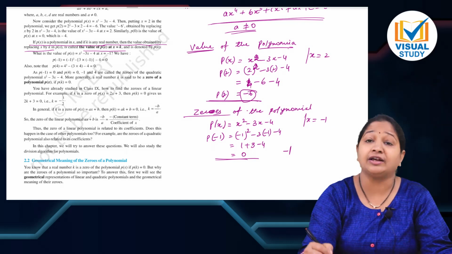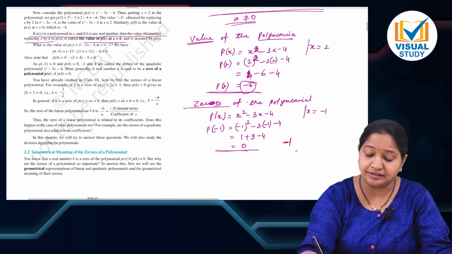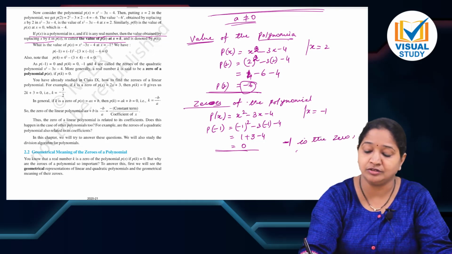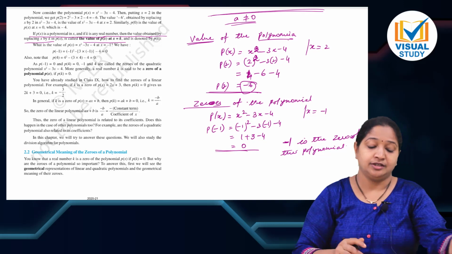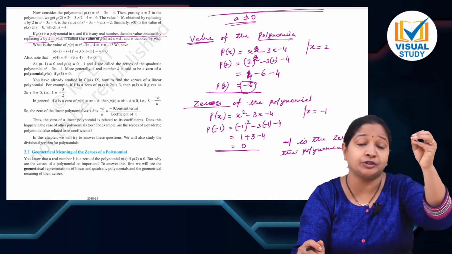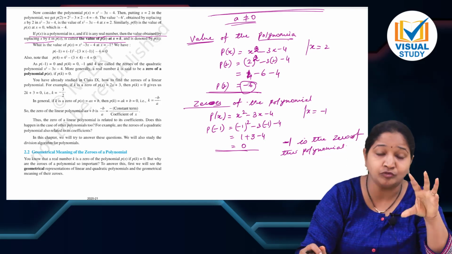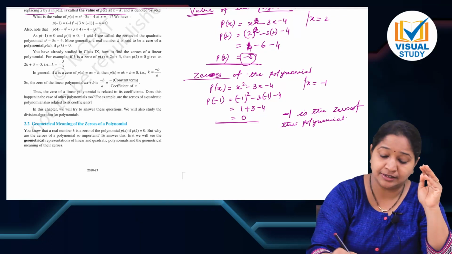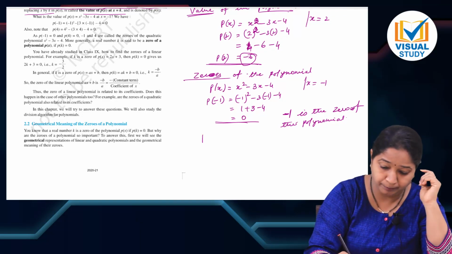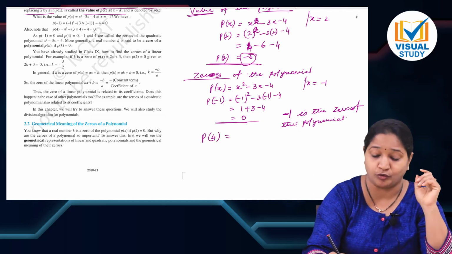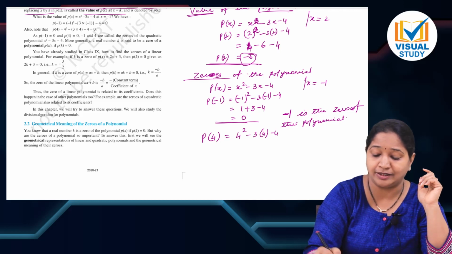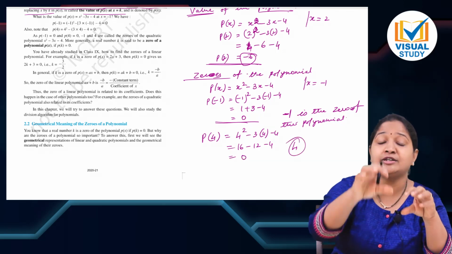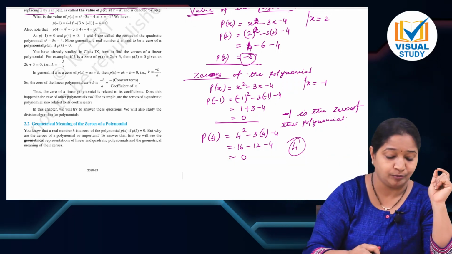Then minus 1, listen here, minus 1 is the zero of the polynomial. When you get the answer 0 by substituting something instead of x, then the value you substituted is known as the zero of the polynomial. Suppose I substitute 4 instead of x. So what I get is 4 square minus 3 into 4 minus 4, that is 16 minus 12 minus 4. Again you got 0. Then 4 is the zero of the polynomial.